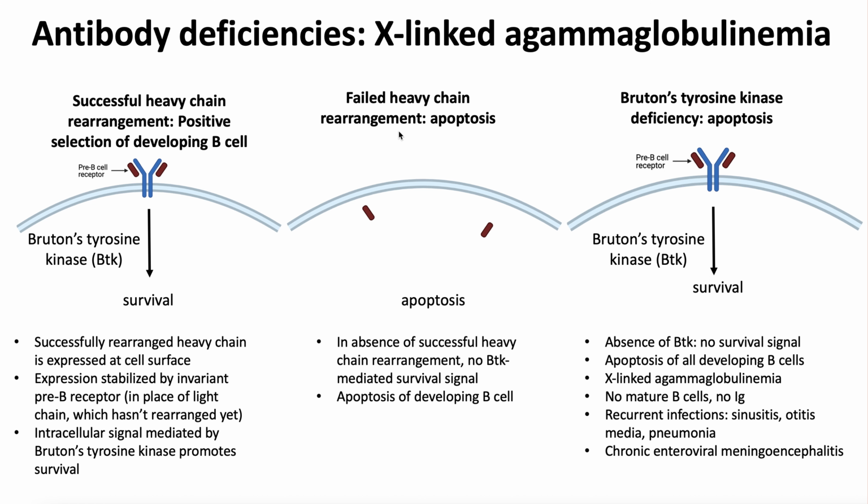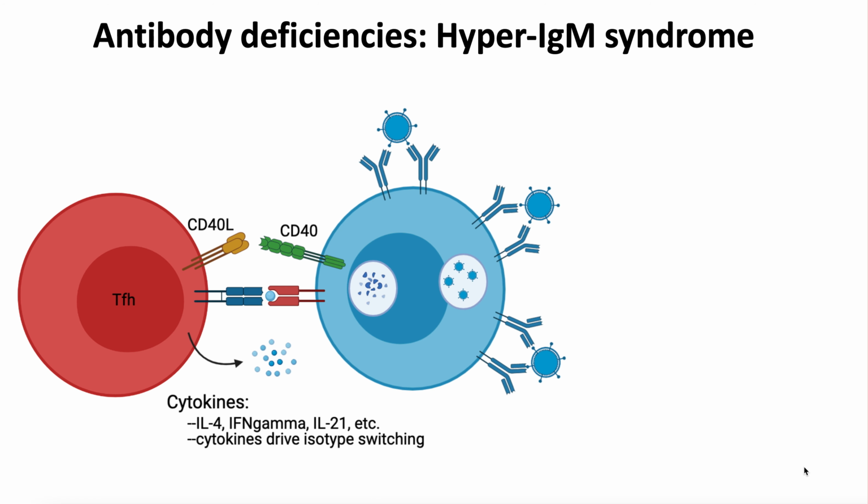Now, what happens in X-linked agammaglobulinemia is you lose Bruton's tyrosine kinase, which is the specific mutation in this disease, and therefore you lose this survival signal, and this cell instead undergoes apoptosis whether or not it has generated a functionally competent heavy chain at the cell surface. And so the result is you get no mature B cells and no immunoglobulins. You get these recurrent infections. You can even get some chronic viral infections in the case of this disease.